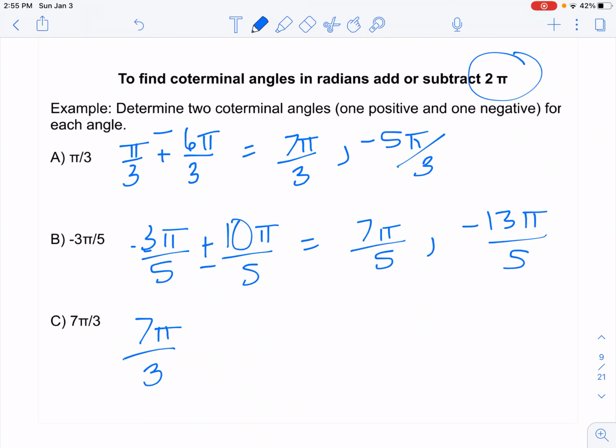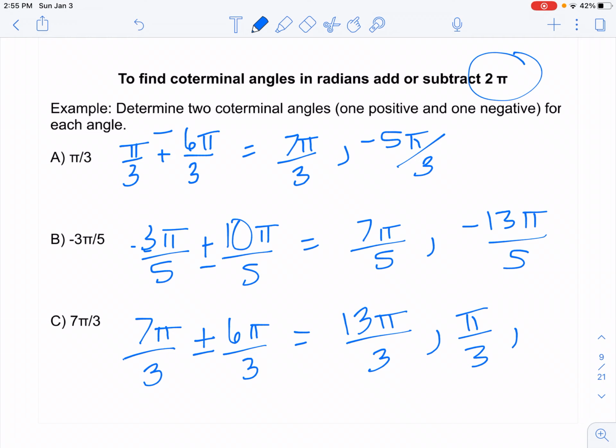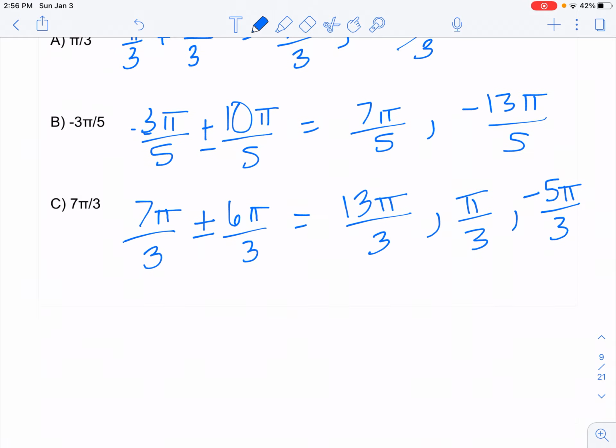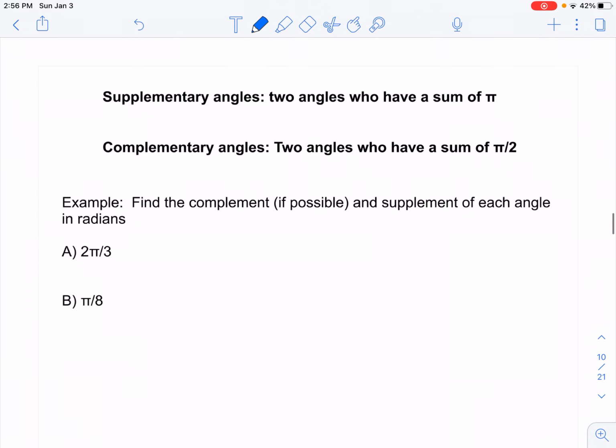7 pi over 3, I can add 6 pi over 3, because 6 pi over 3 is the same as 2 pi. Get a common denominator. I get 13 pi over 3, and then if I subtract, I get pi over 3, but that's not negative, so I'm going to subtract again. Pi over 3 minus 6 pi over 3 is negative 5 pi over 3. And those would all be coterminal angles. Each angle has an infinite number of coterminal angles.